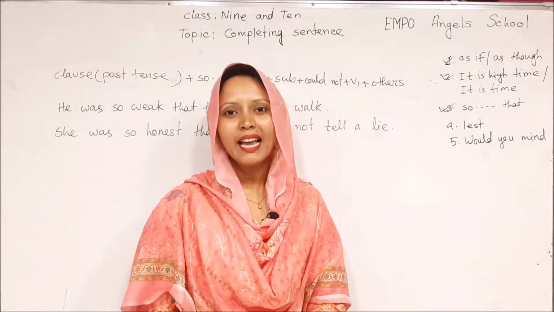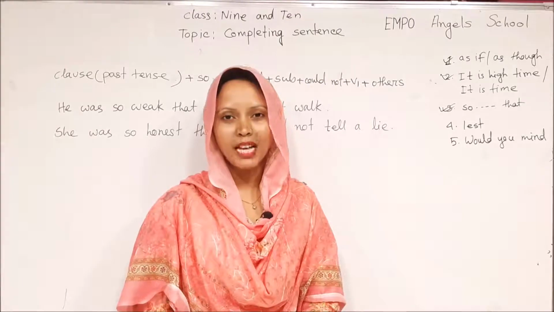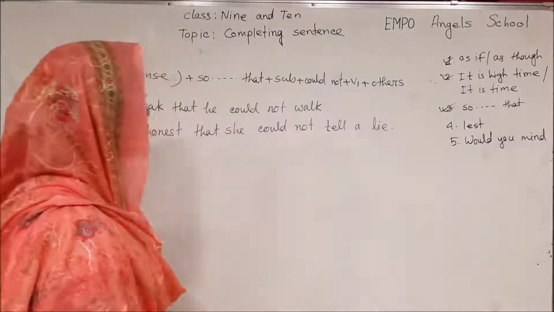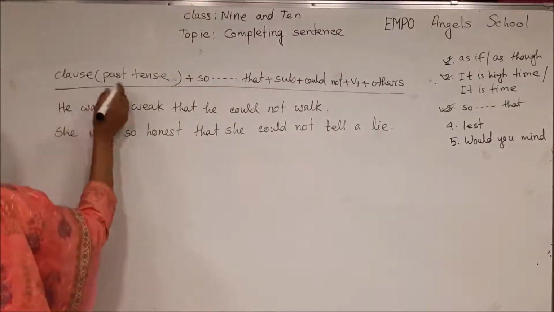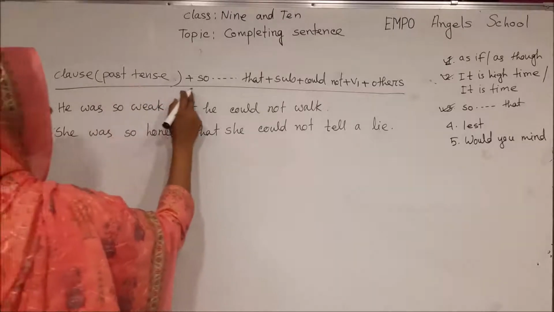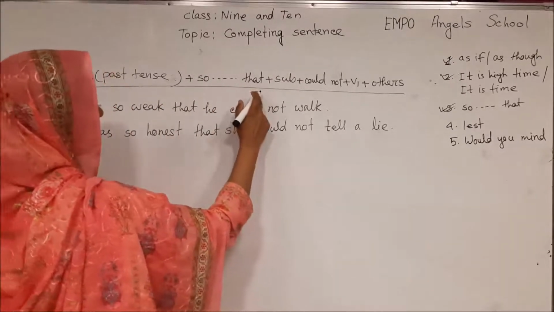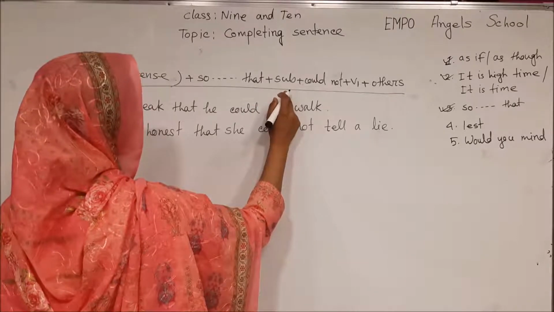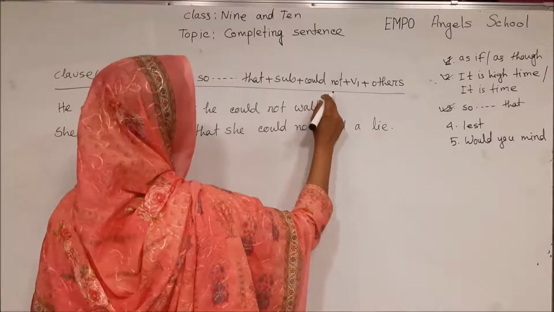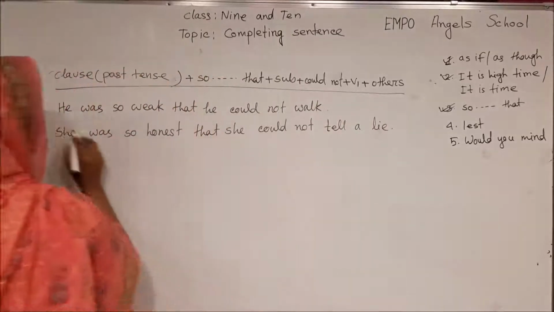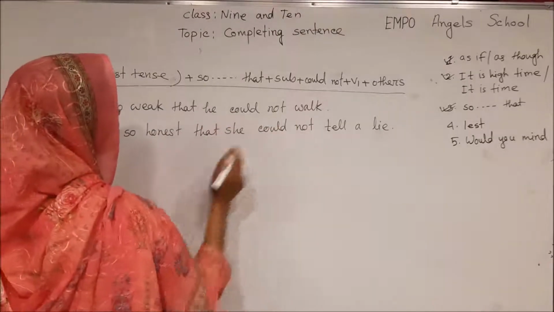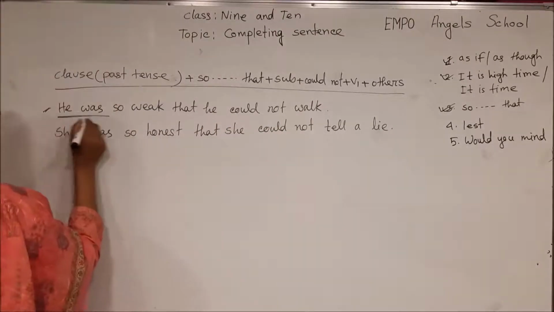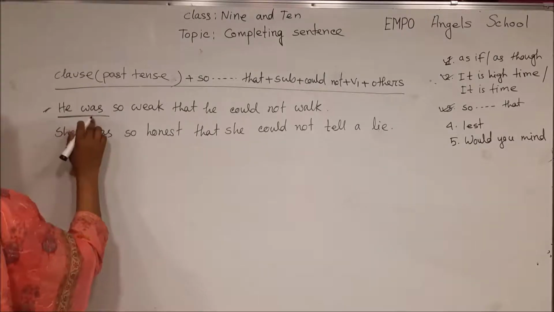Dear students, again you have a clause in past form before "so that", then you have to complete the sentence following these rules. Suppose you have a clause in past tense, then "so that". After that, you have to take a subject and then "could not" and verb one and others. Have a look at the sentence. He was so weak that he could not walk. Dear students, notice the clause is in past tense, "was". It is a past form of be verb.